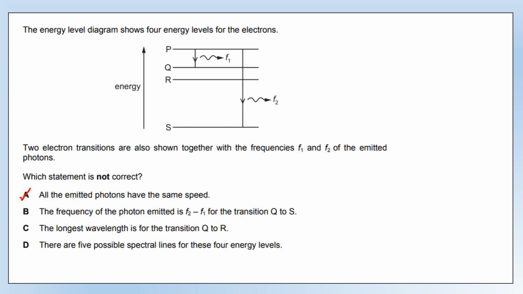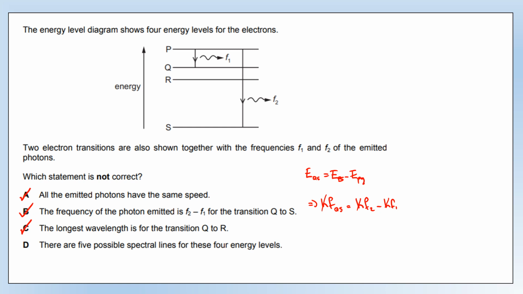Frequency of the photon emitted is F2 minus F1 for the transition Q to S. Let's see. The energy from Q to S would be equal to the energy of P to S minus the energy from P to Q, which means hf_QS is going to be hf2 minus hf1, and then all the h's cancel, so that does indeed turn out to be true. Longest wavelength is from Q to R. Well, that's the smallest energy, so the lowest frequency, so longest wavelength, so it looks good.